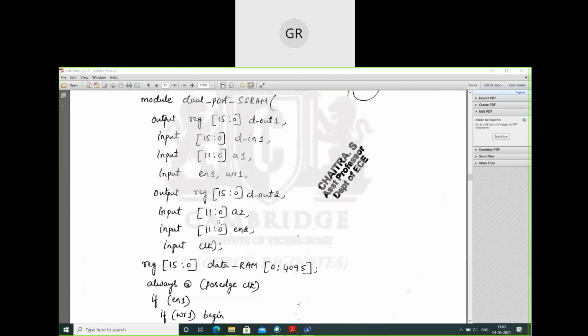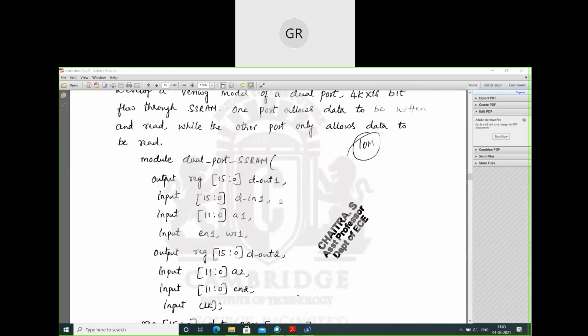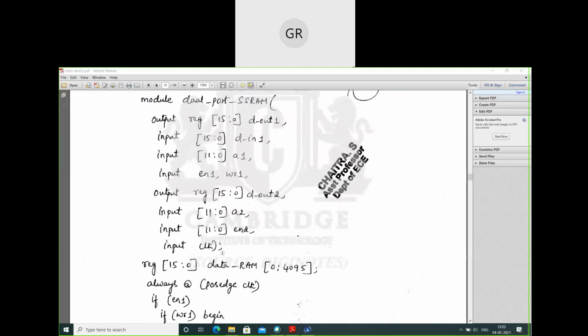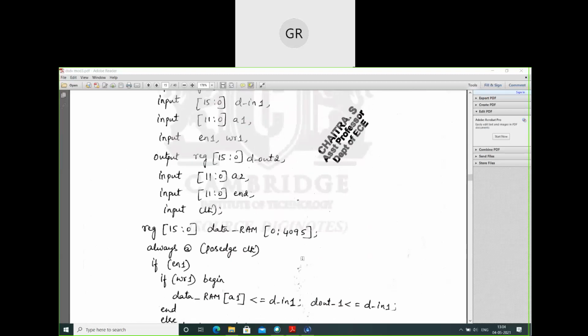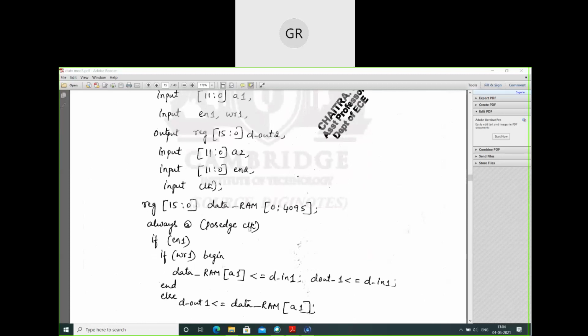This is within the bracket, and here also within the bracket, put the semicolon. Then register 15 to 0, data RAM 0 to 4095. 0 to 4K means 4096, so 0 to 4095. Always at the end, positive edge clock.